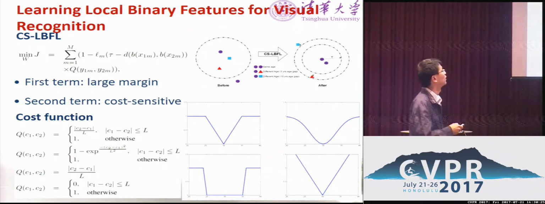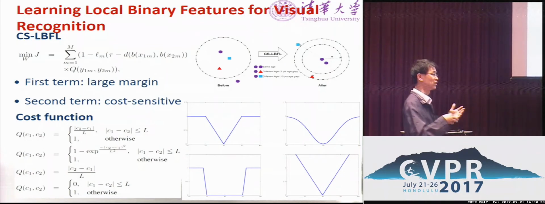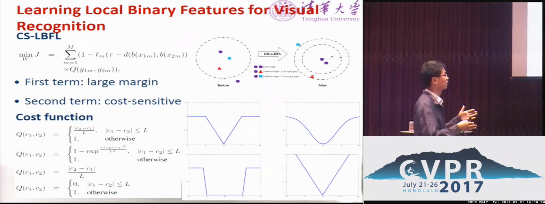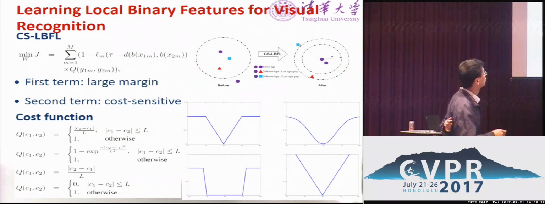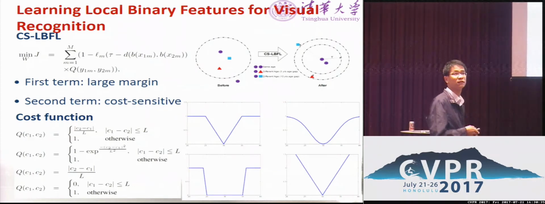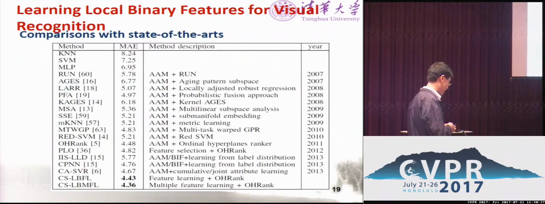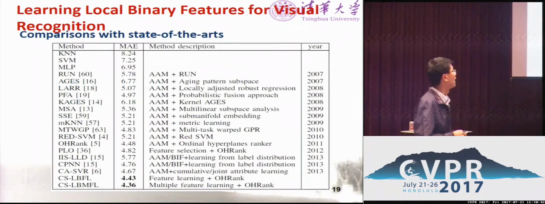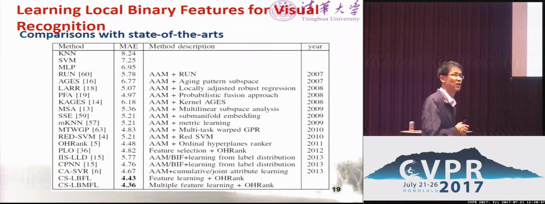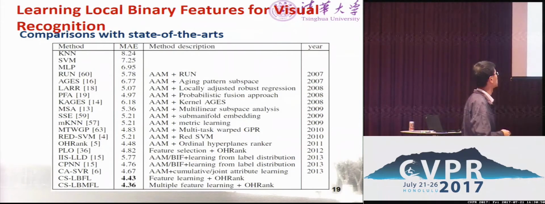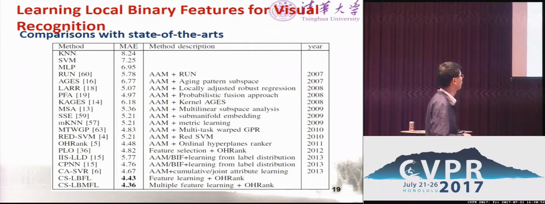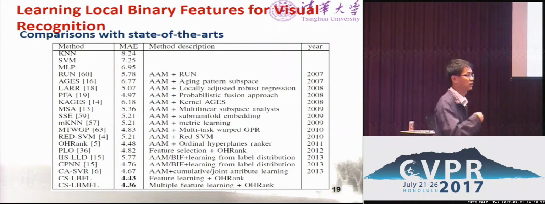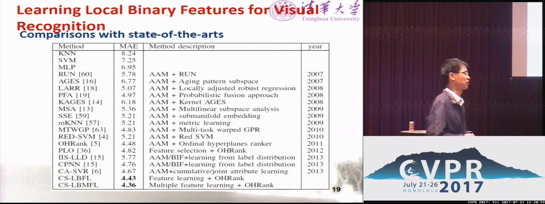Here we have two terms. One term is a large margin learning criterion to make the learned binary local feature vector discriminative. The second one is that we want to learn the binary feature descriptor cost-sensitively. Based on this idea, we have a feature representation for the whole face image, and then we do age estimation based on the learned feature representation. Then we can compare our method with the state-of-the-art age estimation methods. We can find our method achieves very competitive performance with state-of-the-art age prediction methods.